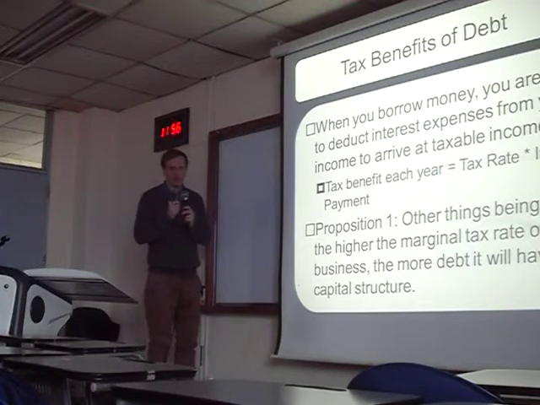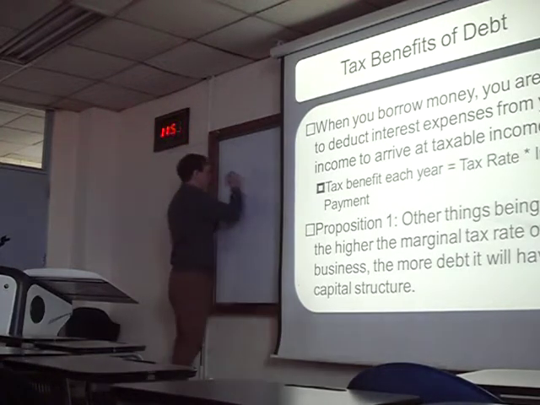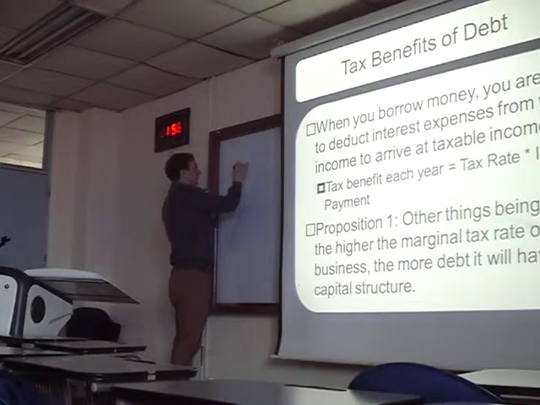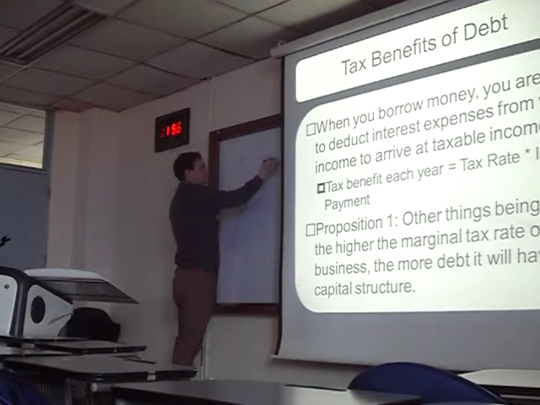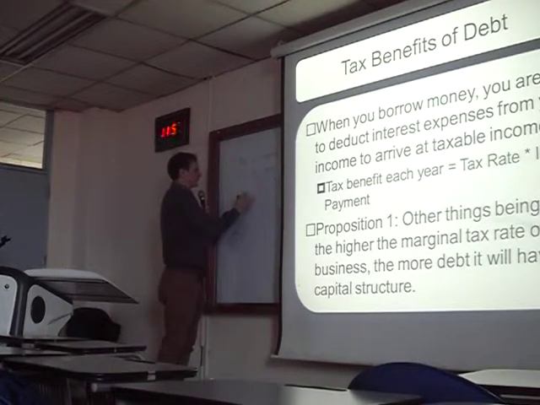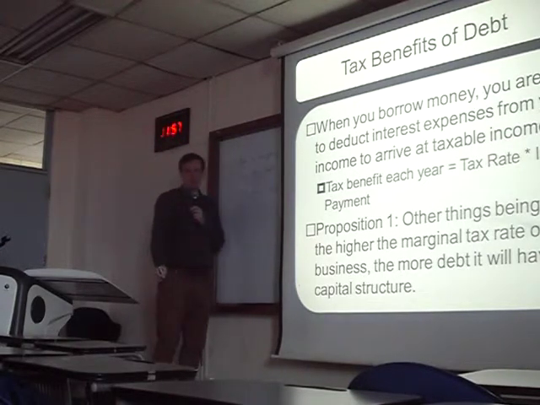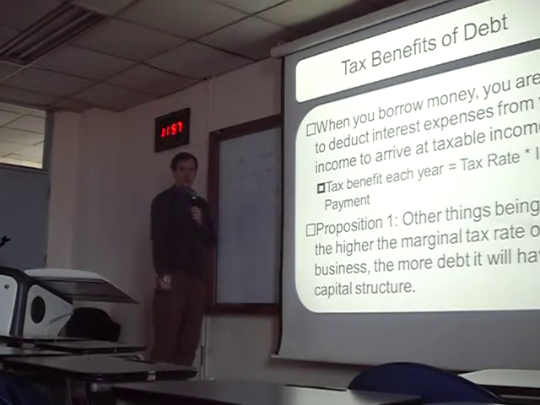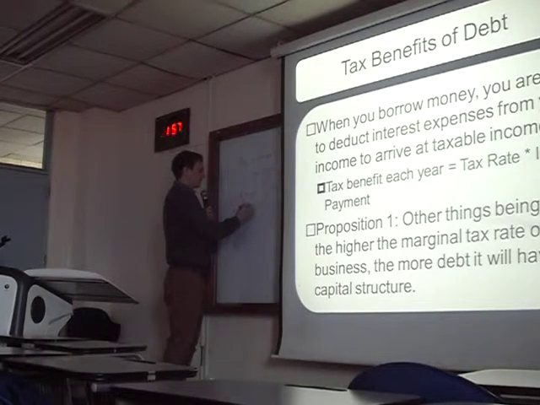So let's look at another example, okay? Let's say I buy a company car with a loan. The company car is going to cost $30,000, and the loan is 5%. How much is my interest payment every year on the company car? 5% of $30,000 is $1,500. That's the interest payment.